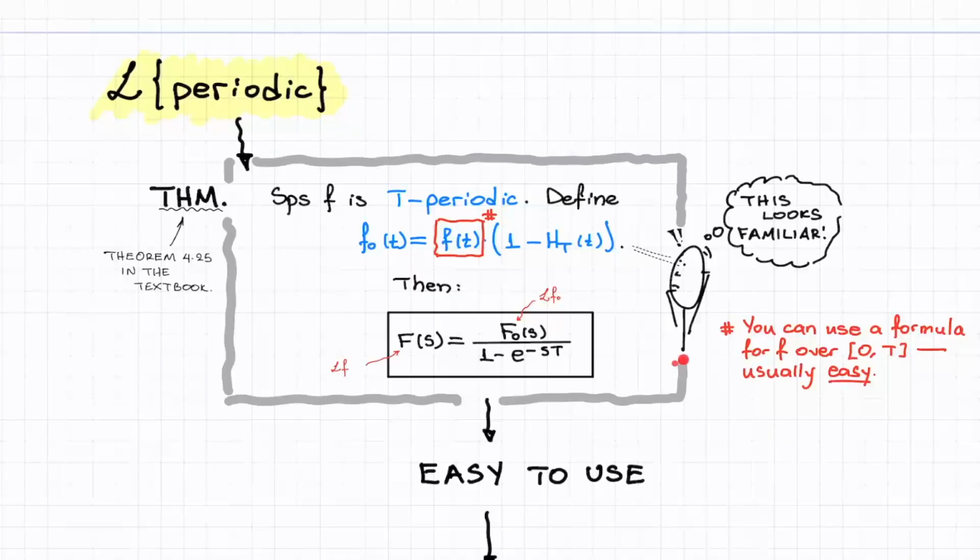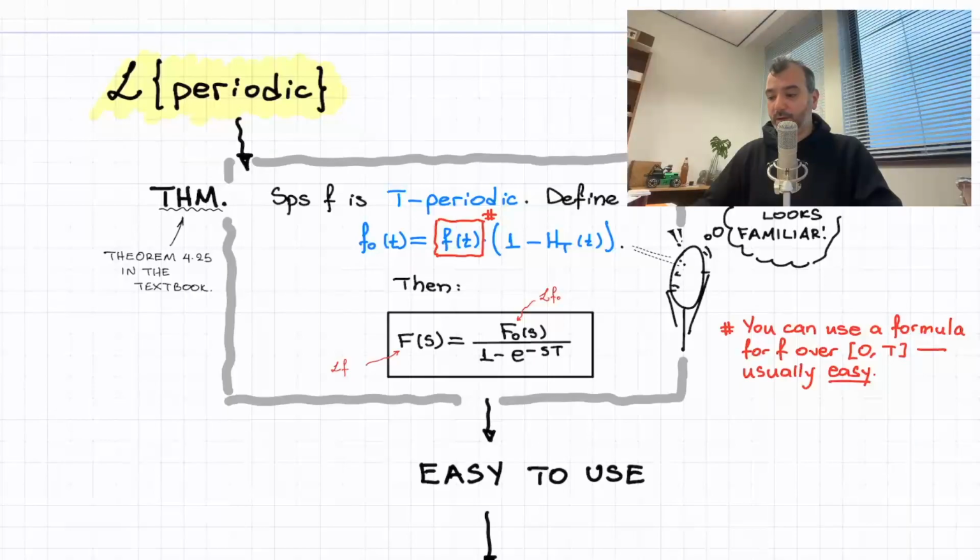Now I believe this looks familiar because this is exactly what we discussed in the previous video on functions defined piecewise. And we said that if you have a function defined piecewise, then you can write it in terms of the Heaviside function. And once you do this, then you can determine the Laplace transform. So if you go back to the previous video, you'll see that you can determine the Laplace transform of such functions. And let's call the Laplace of f naught, big F naught, uppercase.